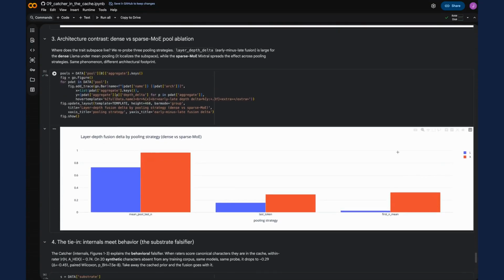Figure 4 is the tie-in, internals meeting behavior. On canonical characters, the ones in the cache, the fusion sits at about 0.74. On 20 synthetic characters, absent from any training corpus, same models, same probe, it falls to about 0.29. A delta of minus 0.451, BH-adjusted P of 7.5 times 10 to the minus 8. Take away the cached prior, and the fusion goes with it.